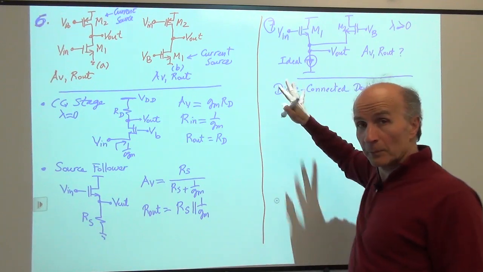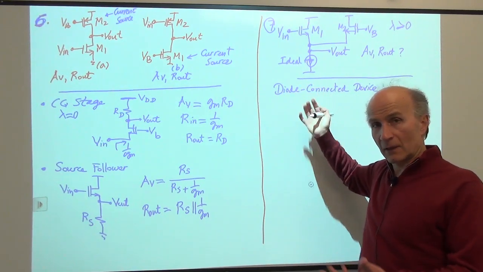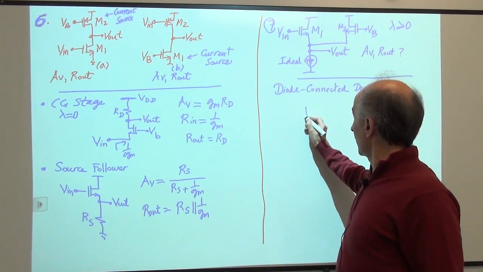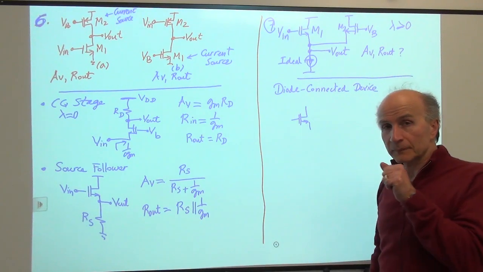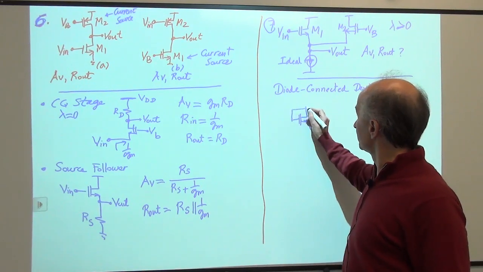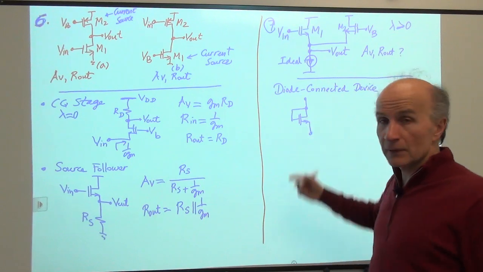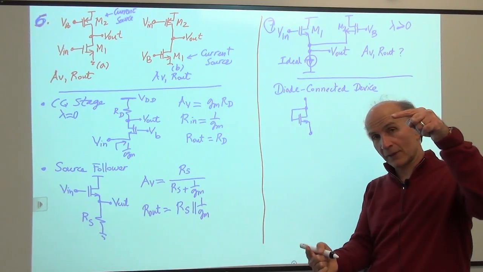This applies to both bipolar and MOS transistors, but we just look at it in MOS technology because that happens more often in MOS technology. And it looks like this. We have a transistor, NMOS or PMOS, and we connect this gate to its drain. So now this looks like a two-terminal device because there are only two wires going to this transistor.